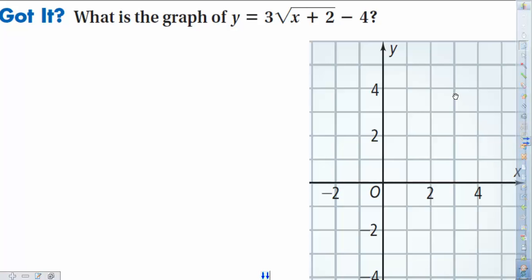So take a couple seconds, talk to the person next to you. Can you figure out where our quote unquote vertex or our starting dot would be on this graph? And here's your hint. It would have to do with these numbers right there. Okay, so where would our starting point be with those two values there?